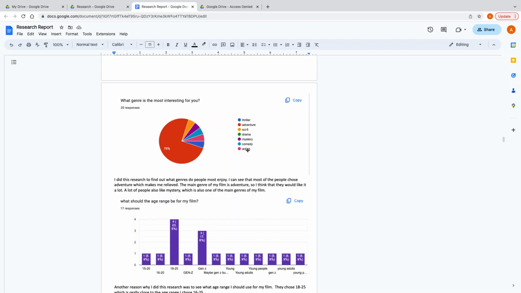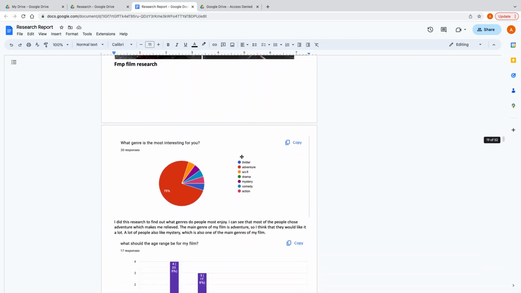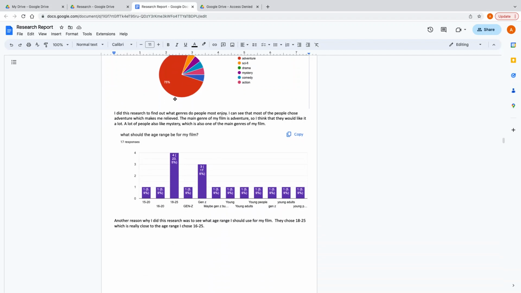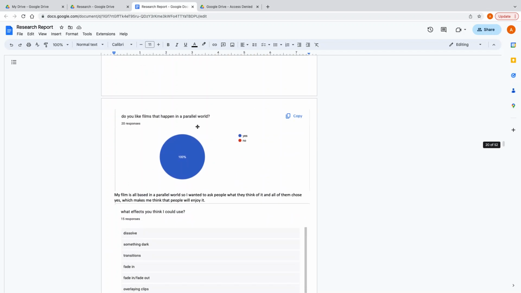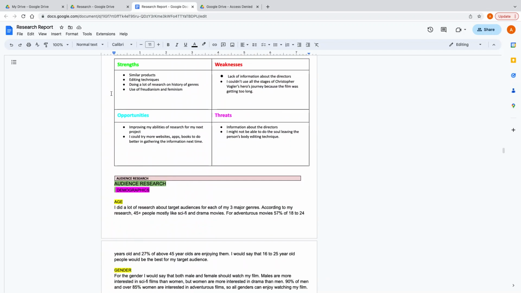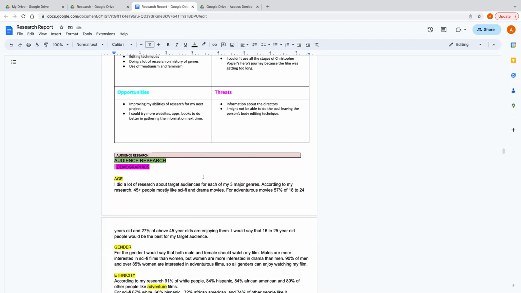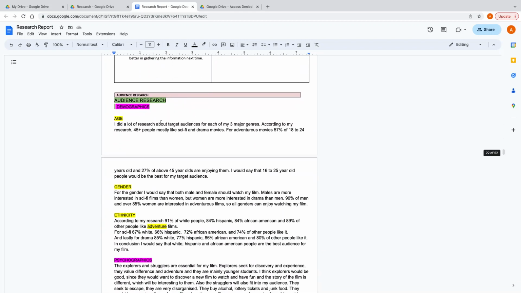Here's audience research, film research, and I analyzed each response. Here's also SWOT analysis and my strengths, weaknesses, opportunities, and threats. This is the audience research.